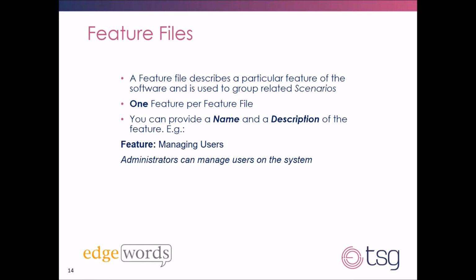Okay, feature files, as I say, a feature file is a text file. Each one of these files has one feature. So one feature per feature file. So the feature is just one of the features that are going to be provided by our user story. So for example, I might have a feature managing users. So as part of this feature, administrators on the system can manage users.